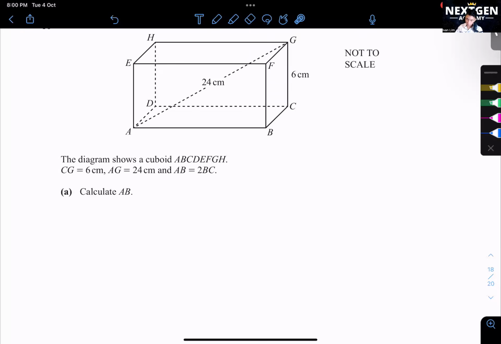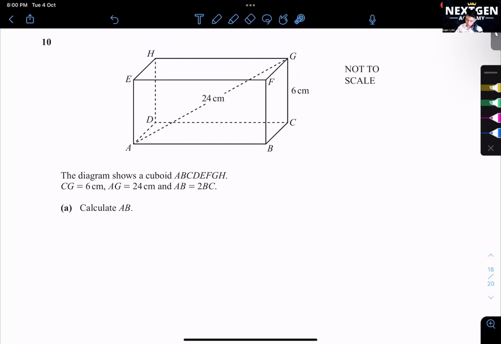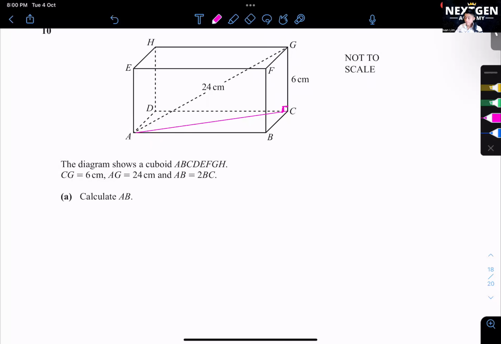So we just find whatever we have first. They gave us here 24, 6. So I can find what is AC, right? Over here you'll see AC. This is a right angle triangle, ACG. You all need to think in terms of right angle triangle, 3D shape for this one.